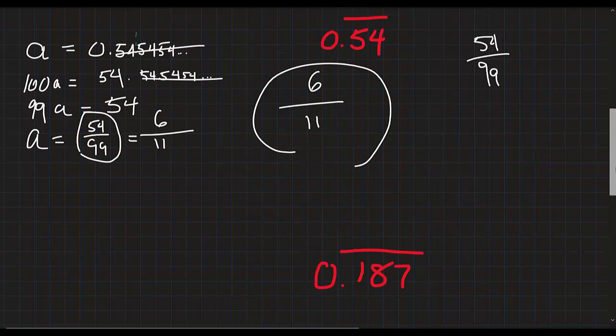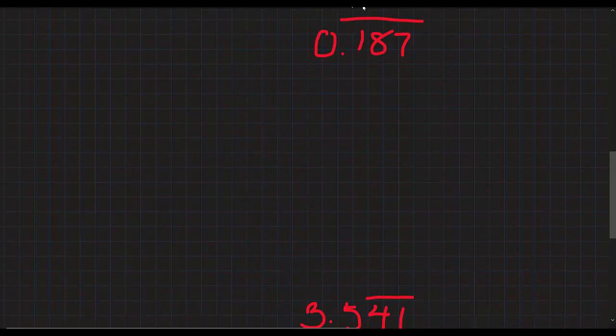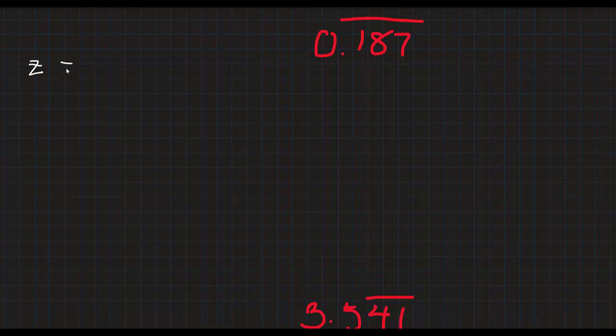So right here again, I want you to try solving this on your own. All done? Let's get started. So we first set x. You know what? Now I'll do a z. So z is equal to 0.187187 and 187. Keep going on and on forever.